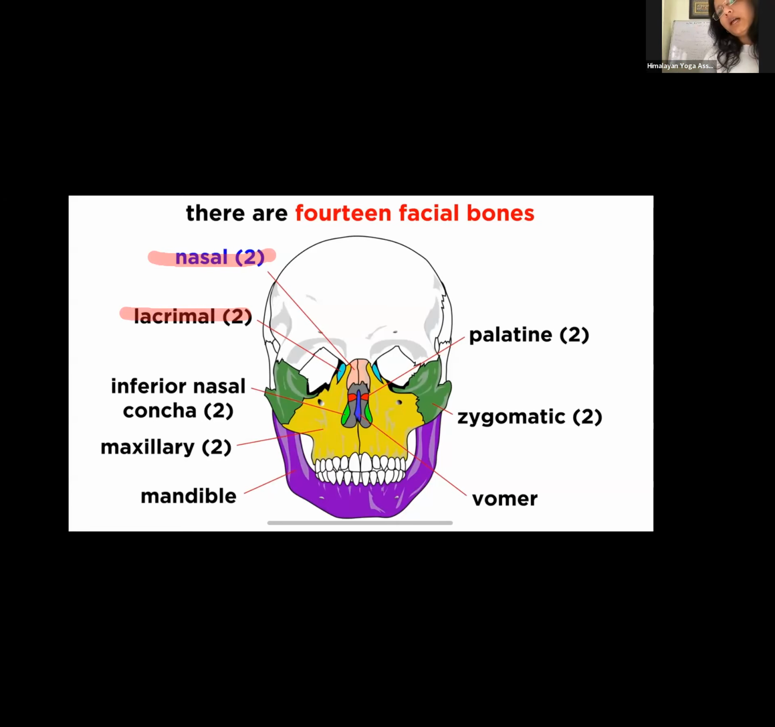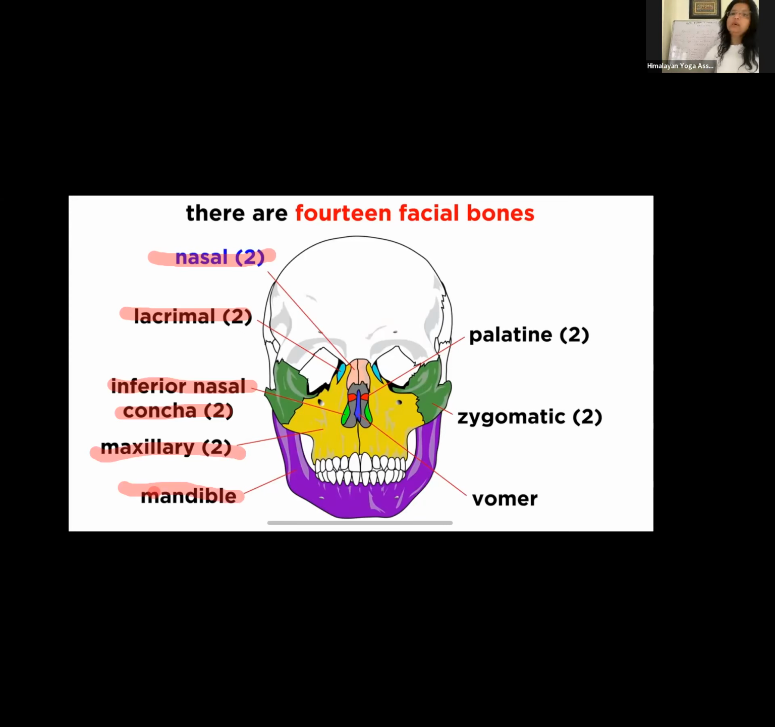Then we have inferior nasal concha, also in pair. This is at the tip of the nose, shown in green color. Then we have maxillary in yellow color, where you have your upper jaw connected. It is also in pair. Then we have mandible in purple color.